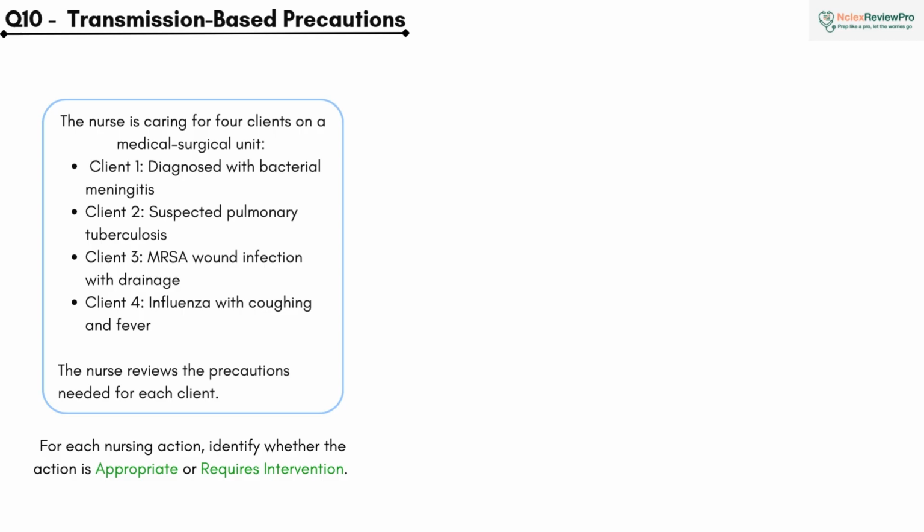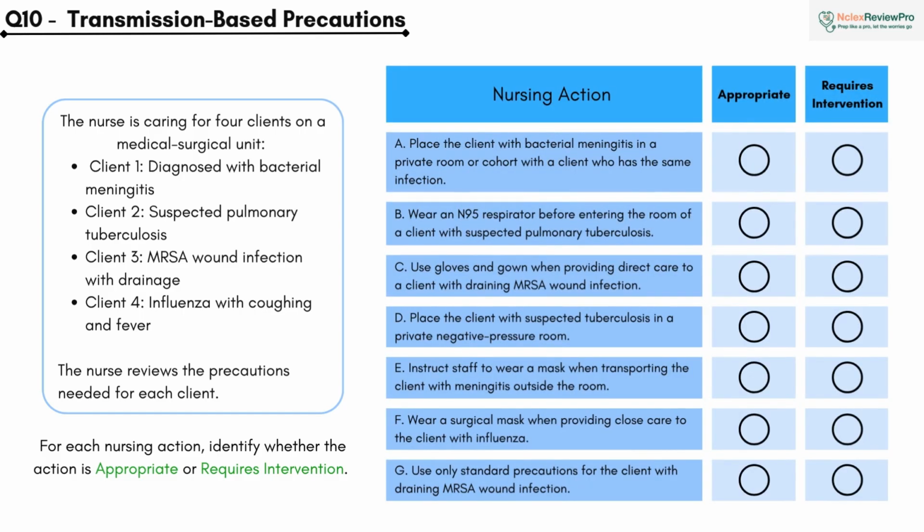And the question is asking, for each nursing action, identify whether the action is appropriate or requires intervention. This is a matrix grid question. You will look at each action and decide whether the precaution matches the client's infection and route of transmission. The nursing actions are: Option A. Place the client with bacterial meningitis in a private room or cohort with a client who has the same infection.